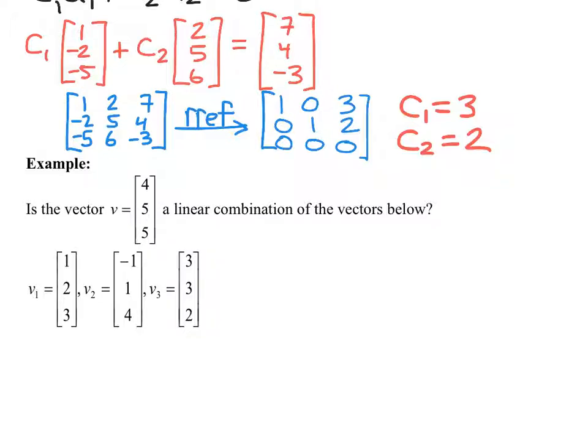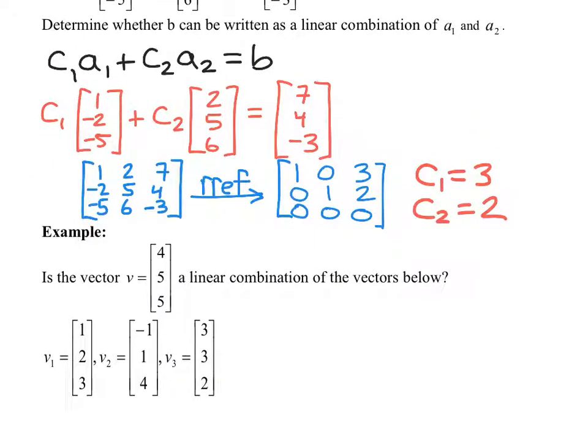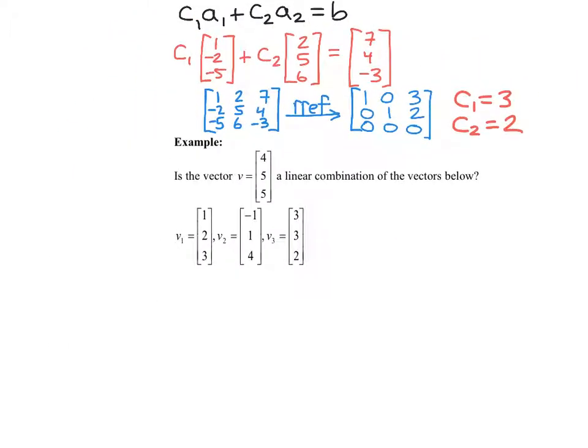So then the next example is really just kind of talking about the same thing. In the previous one, determine whether B can be written as a linear combination of A sub 1 and A sub 2. Is the vector 4, 5, 5 a linear combination of the vectors below? It's the same question. All right. So that gets a big old star for me, so that you can do that one on your own.